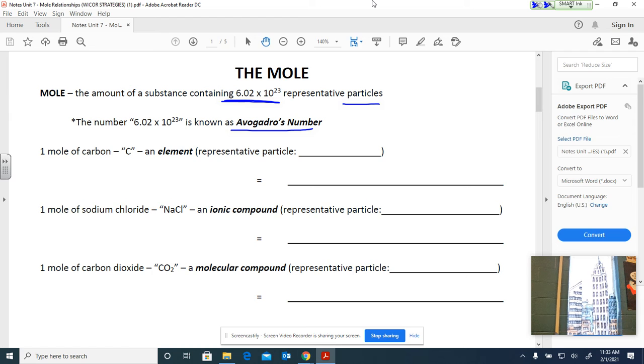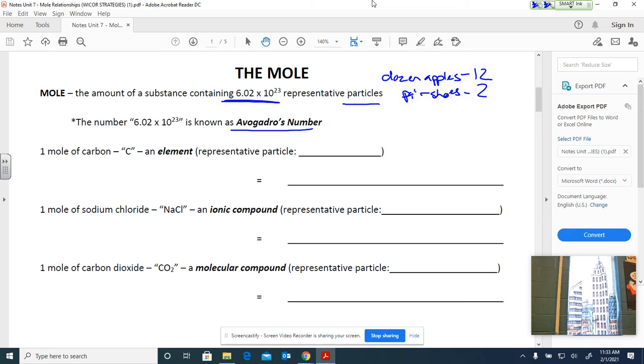If I said I have a dozen apples, then I would say, how many apples do I have? 12. I have 12 apples. If I said I have a pair of shoes, well, how many shoes do I have? 2. I have a pair of them. Okay, so those are just terms. Those are just vocabulary words that immediately make you think a number.